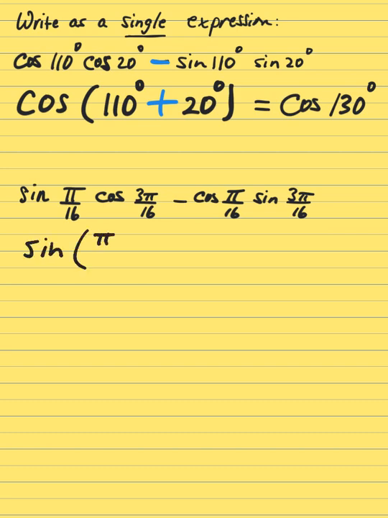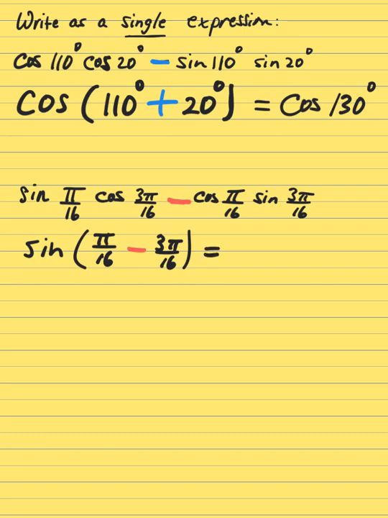Our first angle was pi over 16. Our second angle was 3 pi over 16. Now, be very careful. The sign in the middle in a sine expansion doesn't change. If it's a cosine expanded, you do change the sign. But if it's a sine expansion, then you keep the sign the same. Pi over 16 minus 3 pi over 16 is negative 2 pi over 16.